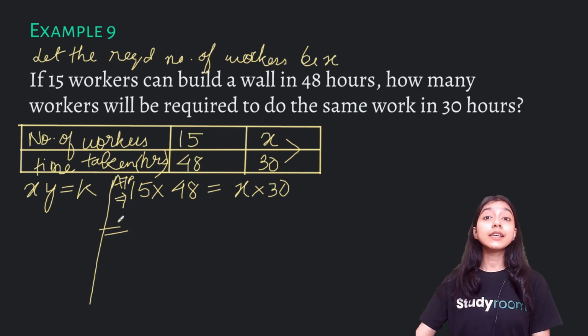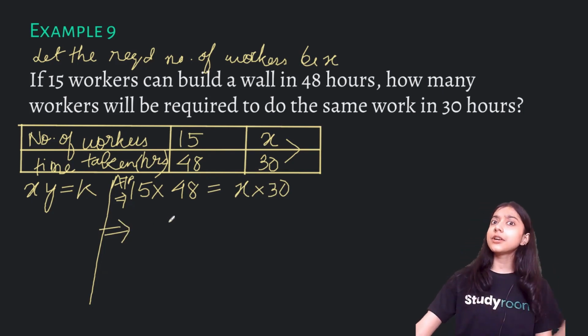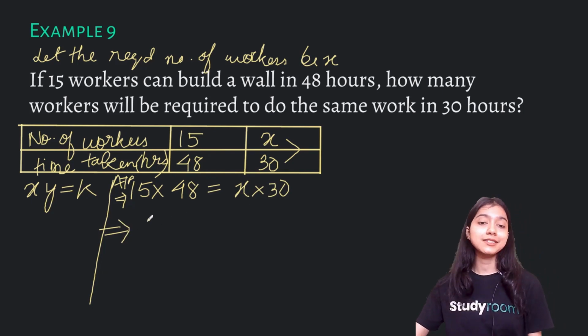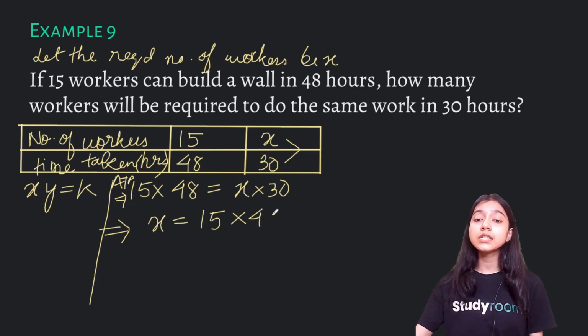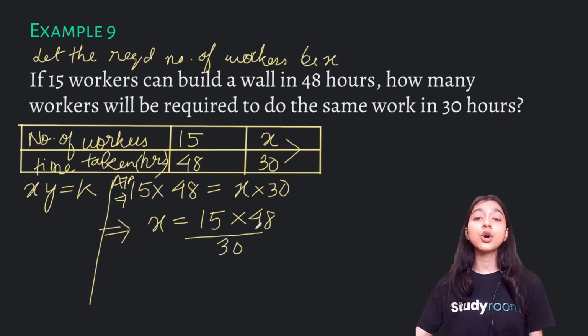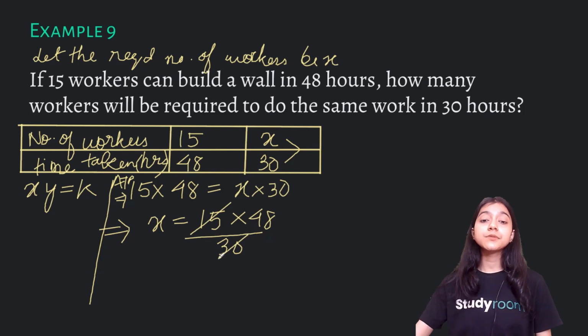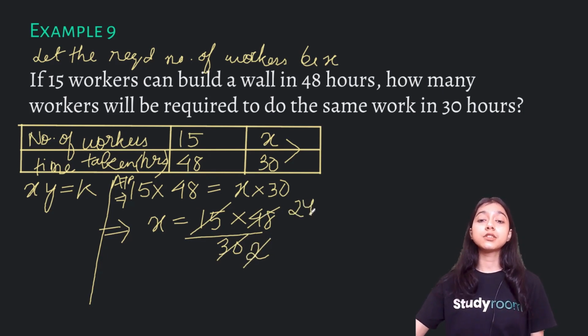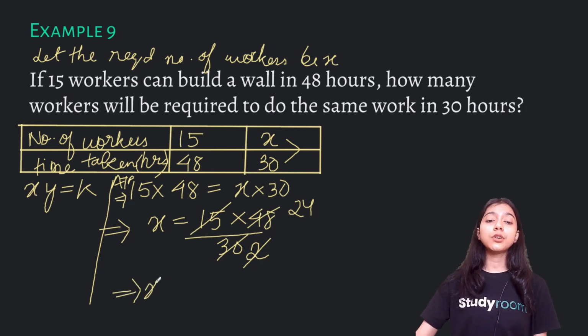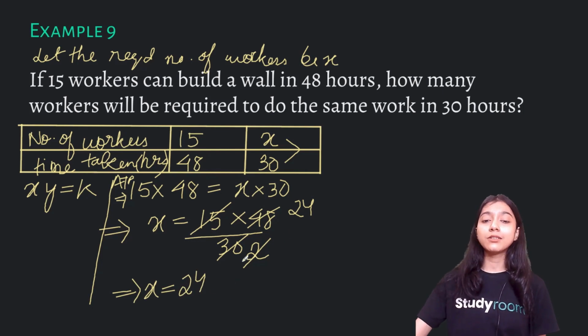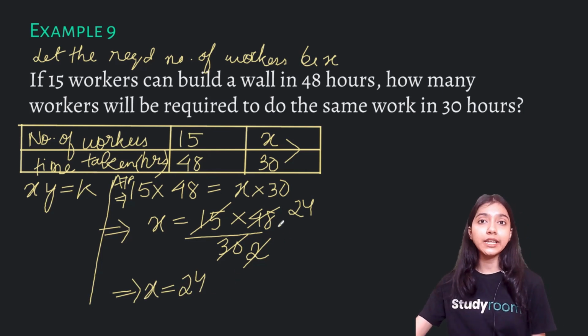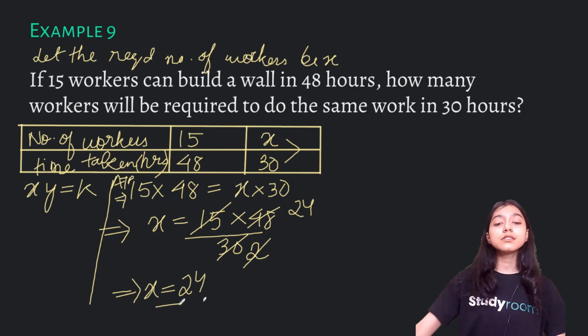So from here, we can calculate the value of x by taking it on the left hand side and all the other quantities on the right hand side. So we have x is equal to 15 multiplied by 48 divided by 30, because we took 30 on the other side, so it will get divided. Now 15 once is 15, 15 twice gives us 30, and 2 times 24 gives us 48. So 2 gets cancelled with 48, leaving behind 24. So the value of x is 24.